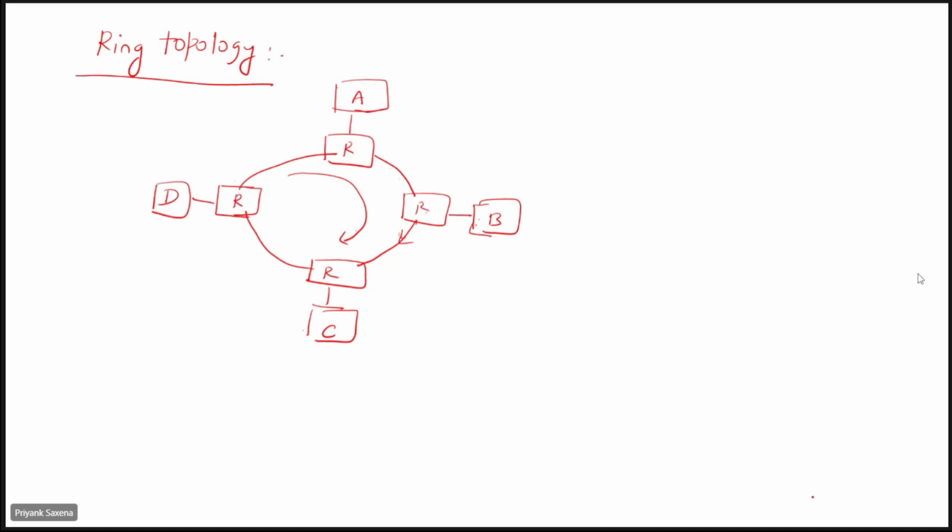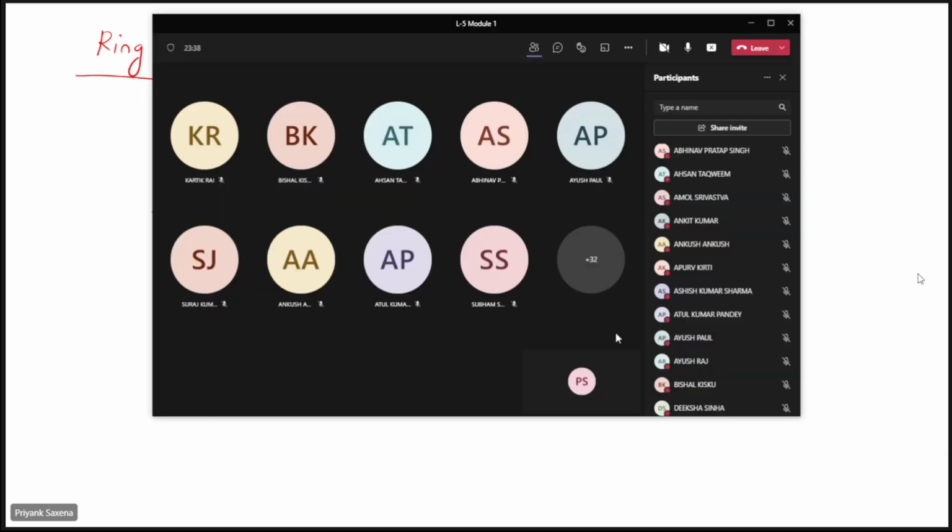Can anyone say what you mean by the bit length or bit latency of the ring network? Length or bit latency of the ring? Can you say what is the bit length of the network? Ankush? Ankush?